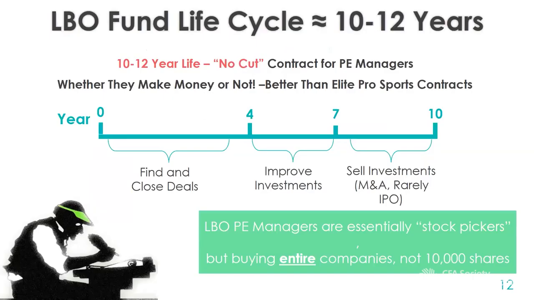Now, these funds have a 10 or 12-year life cycle. It's a no-cut contract. It's almost impossible to fire the managers once you sign up. And it has 10 or 12 years. Usually the standard is 12 because it takes a few years to run around, find companies to buy, close the deals. You then have a few years to try to improve the companies. And then finally, you need to sell them. That's a 2 or 3 year process.